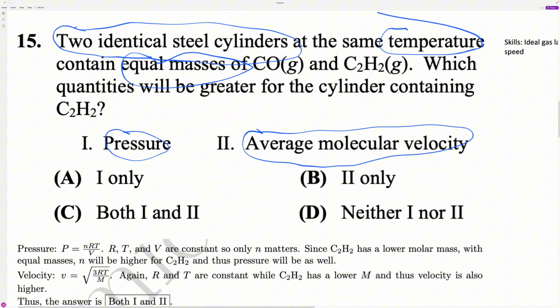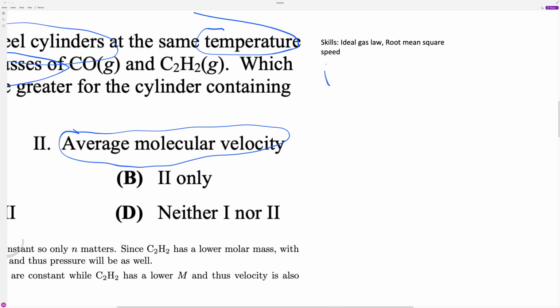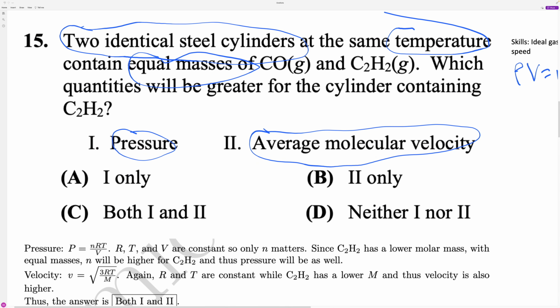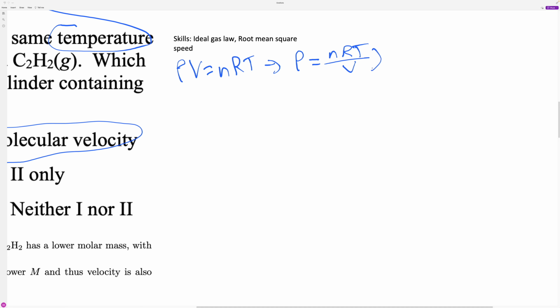So for this problem, you really only need to understand what the actual equations are. So I'm just going to write them out here. We have the ideal gas law being PV = nRT, and we can rewrite that as P = nRT/V. And since we mentioned earlier that it's the same temperature and the same volume because they're identical canisters, T and V are going to be constant, and R is always constant, so we're only looking at this n here.